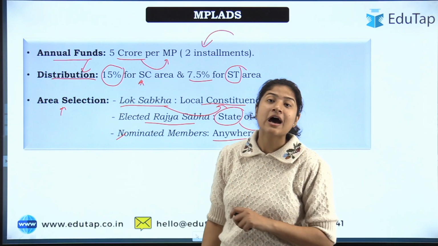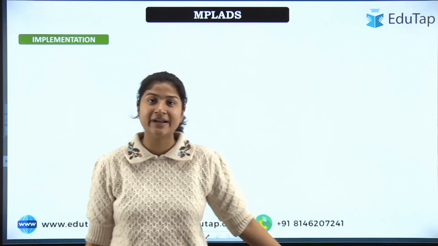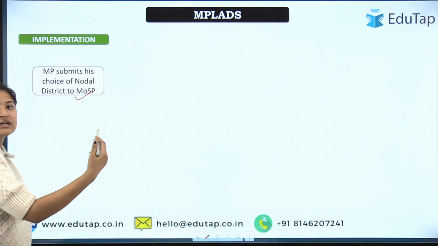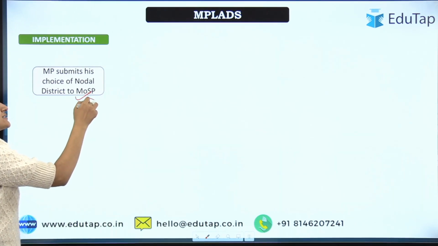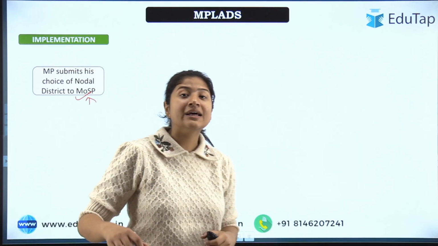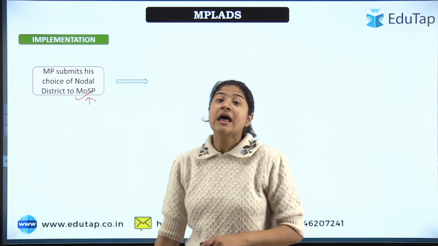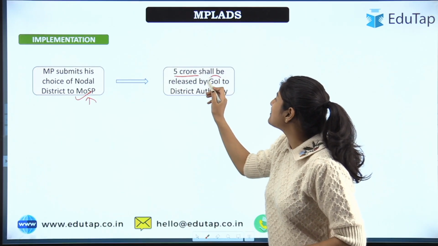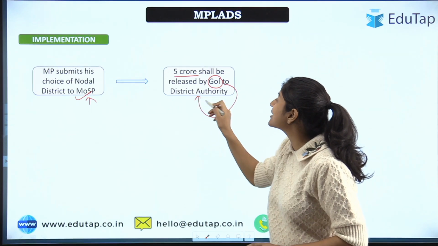Now we will look at how this scheme is implemented, right? So basically the MP will first write a letter to the Ministry of Statistics and Program Implementation, which is the nodal ministry of it, about the area he wants to work at. Now if that is approved, then 5 crore shall be released by the government of India to the district authority.